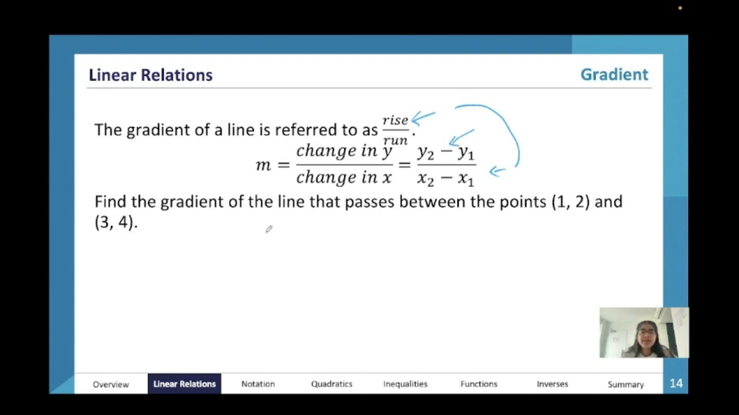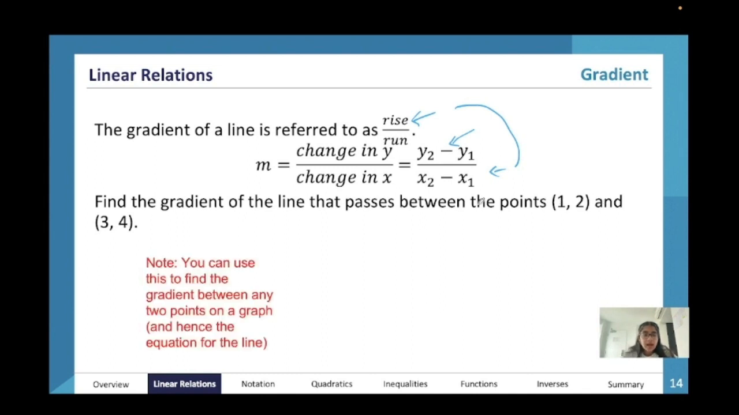For example, find the gradient of the line that passes between the points (1, 2) and (3, 4). You can use the gradient between any 2 points on the graph. So it helps you find the equation. So let's actually figure out the gradient. Remember, gradient is (y2 minus y1) divided by (x2 minus x1). So they've decided that this is x1 and y1, and this is x2, y2.